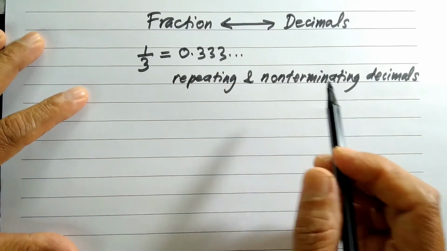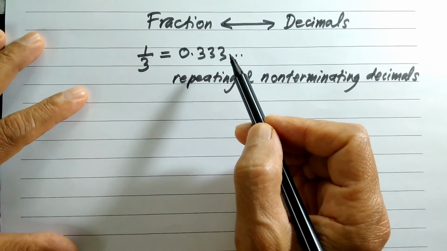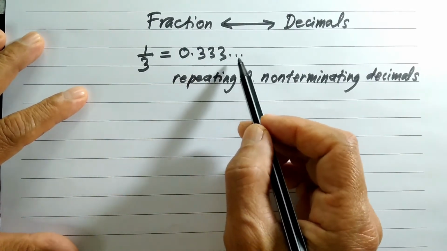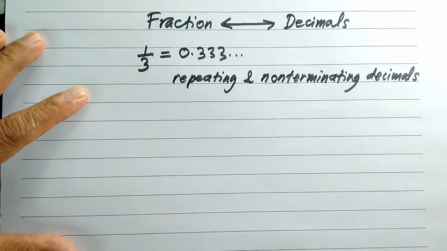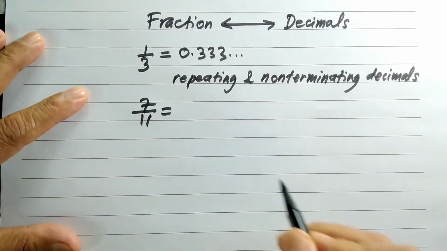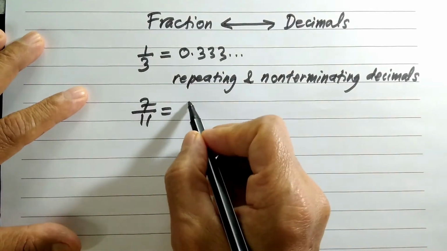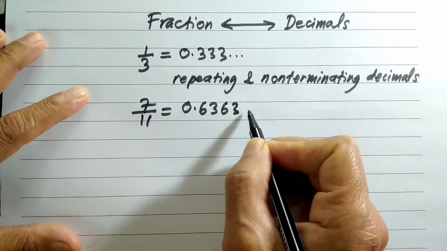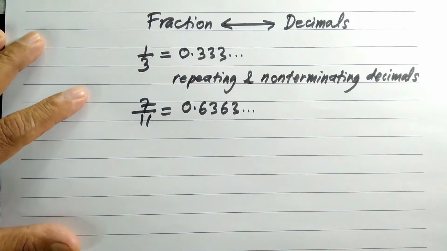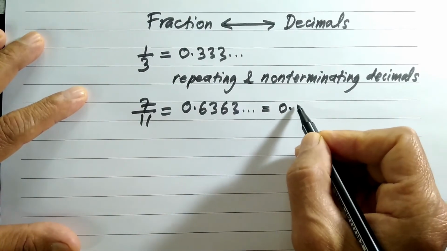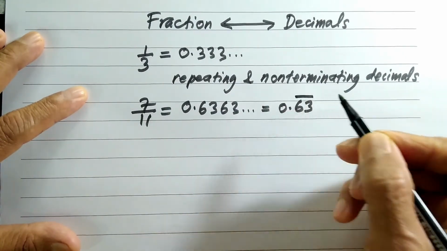Now if we are given the decimal form, and we have a repeating and non-terminating decimal, we know this is a rational number. All right, now let's give another example, for example, 7 over 11. In the form of decimal, we have 0.6363 and so on. To simplify writing, we write 0.63 with a bar.